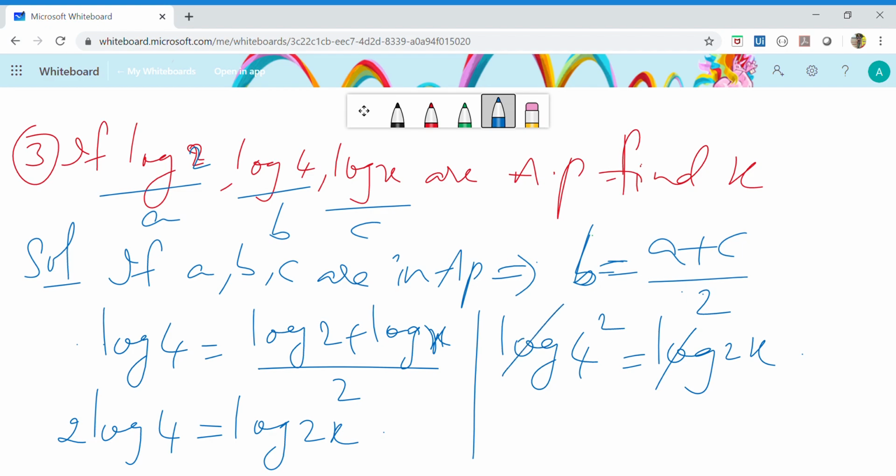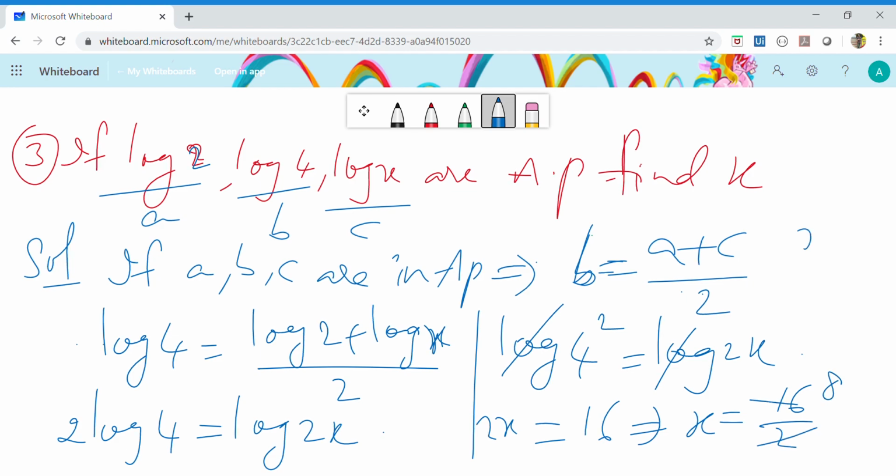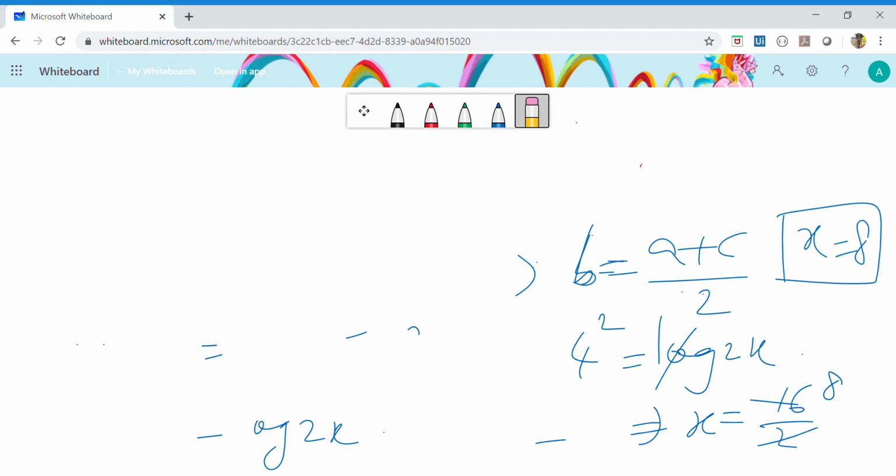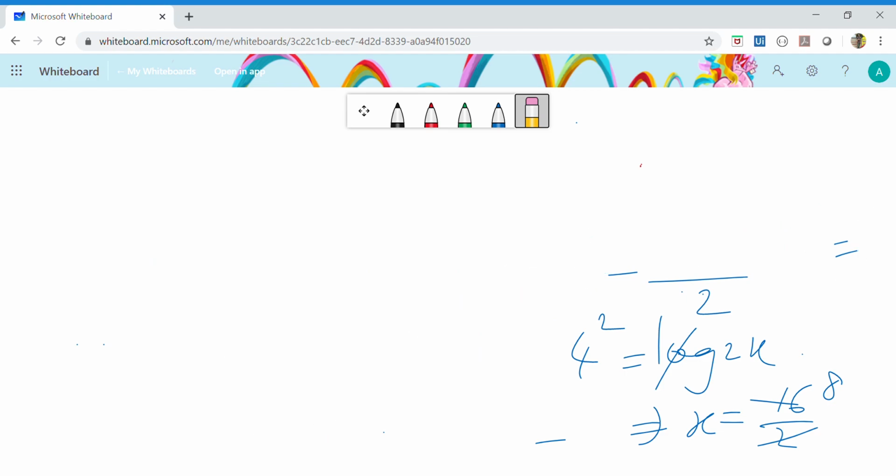And since single logarithms are there on both sides, we can cancel the log. So 2x is equal to 4 square, which is 16, and this implies x is equal to 16 by 2, which is 8. So what is the x value? 8 is the x value. So this is the connection between the 6th chapter, progressions, and the first chapter, real numbers. Next, one more beautiful question.